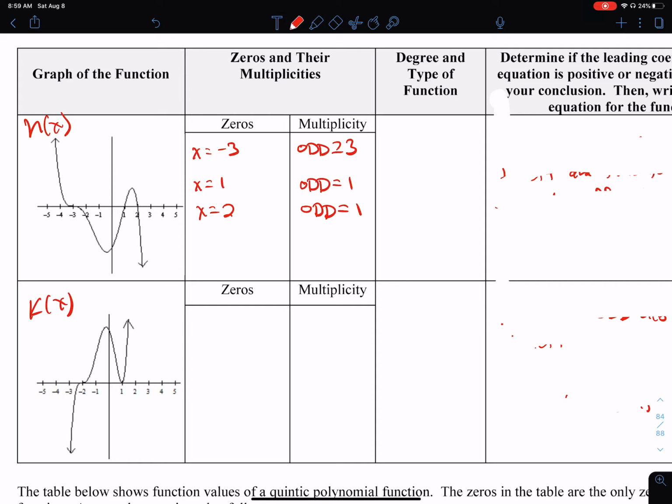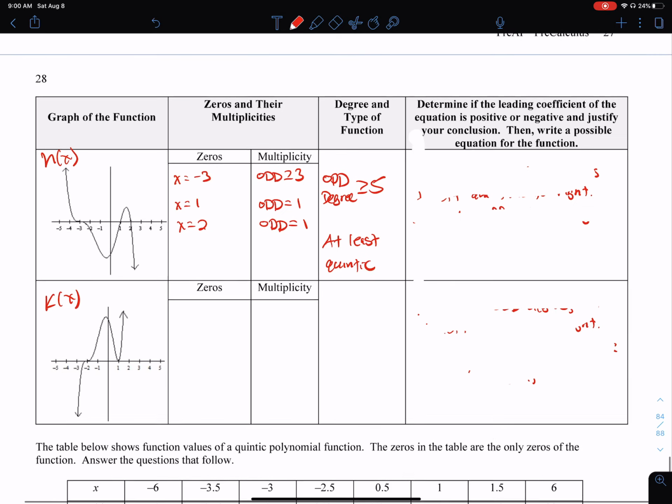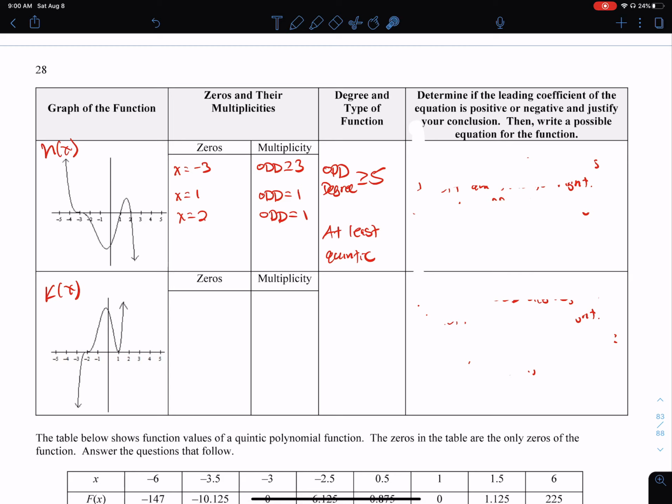3 plus 1 is 5. So this is at least quintic. The degree is odd degree of at least 5. Since this is an odd function and it rises to the left and falls to the right, the leading coefficient is negative.